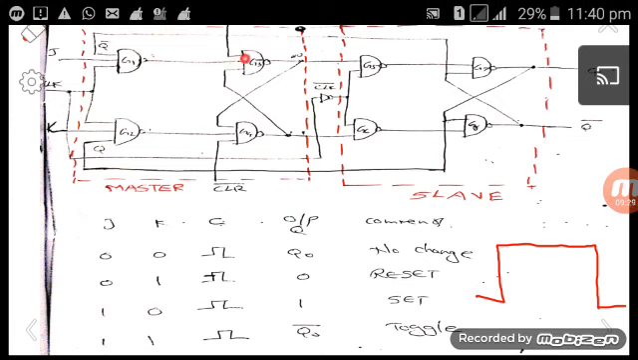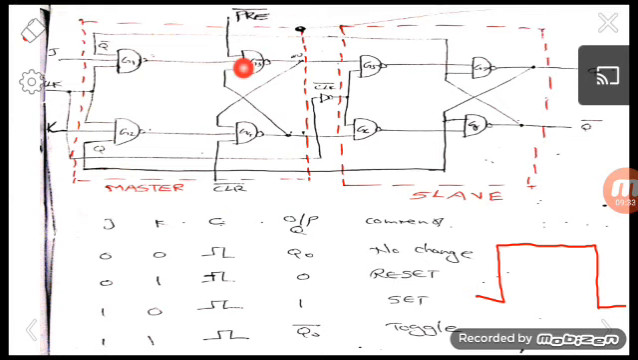And also here you can see the preset bar and clear bar symbols. Always for clocked operation, this preset bar and clear bar should be 1 1. And this is the truth table of a JK master slave flip flop. It is the same as the truth table of a JK flip flop that we have already learned.